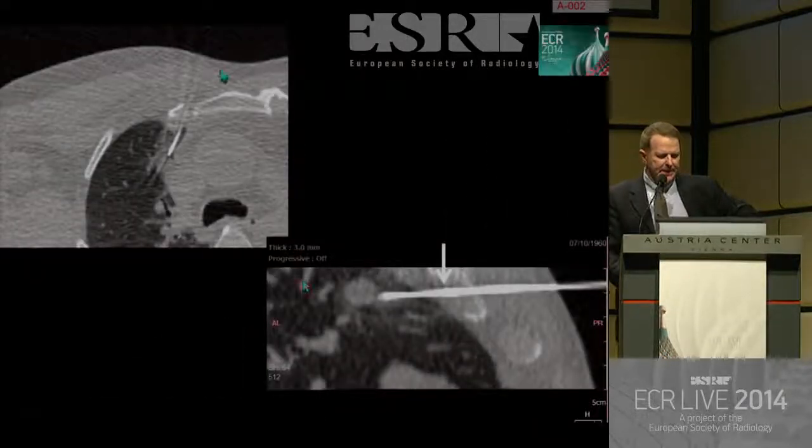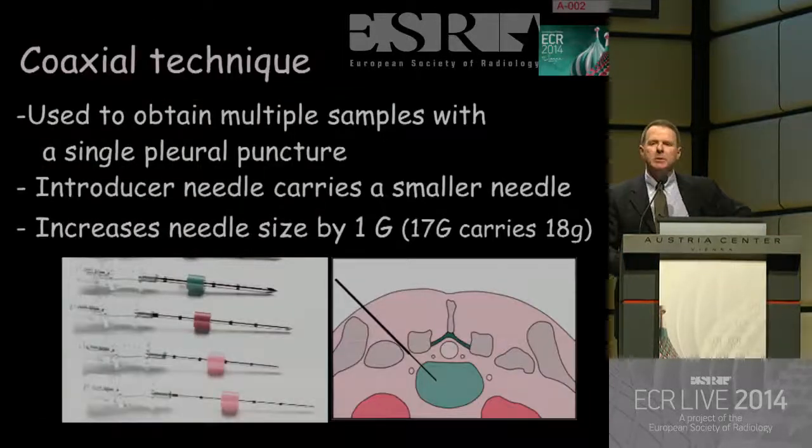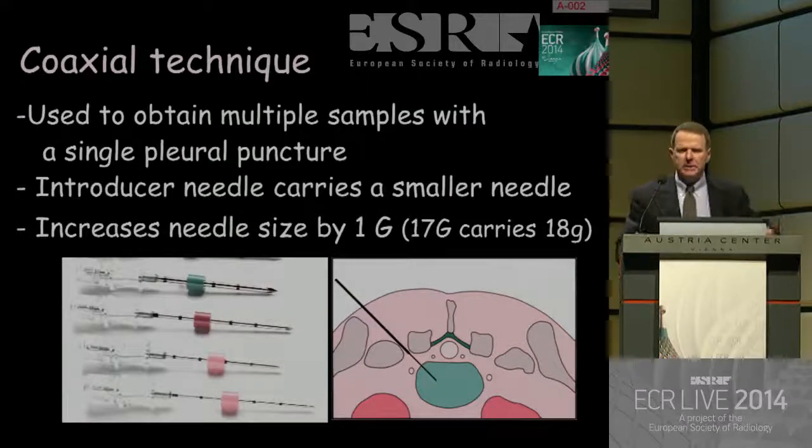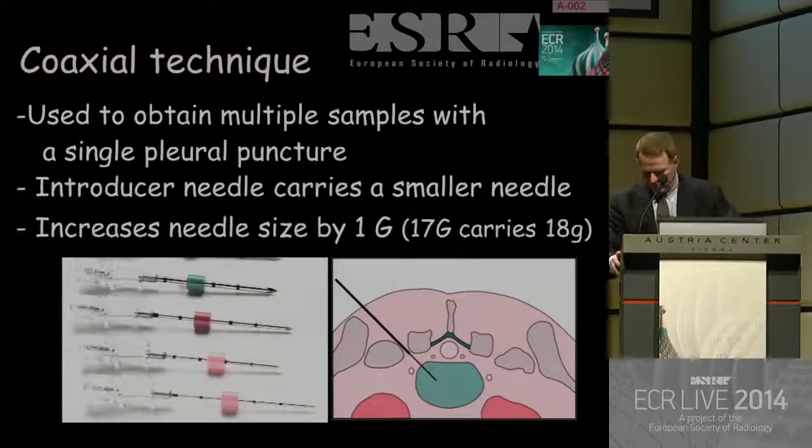Okay, and this is again the sample of this nodule. And you see the Seldinger finishes here, and this is the 20-gauge needle inside the Seldinger needle. So this brings me to talk about the coaxial technique. What is a coaxial technique? And then we go through needles, of course, because so far we didn't talk about needles. The coaxial technique is used to obtain multiple samples with one puncture.